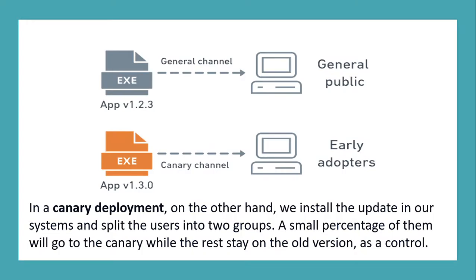You can see in this diagram or the image that Canary deployments will be done on a separate server and the existing channel will remain open for general users. So one version will be released for Canary and the other version will remain as it is for the rest of the users. In a Canary deployment, we install the update in our system and split users into two groups. A small percentage of them will go to the Canary while the rest go to the older version of the software.